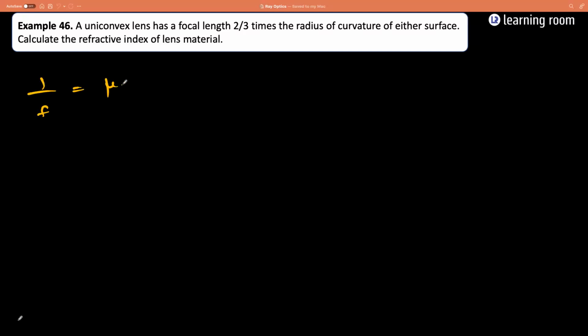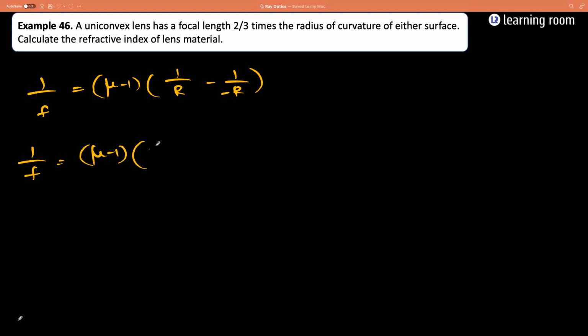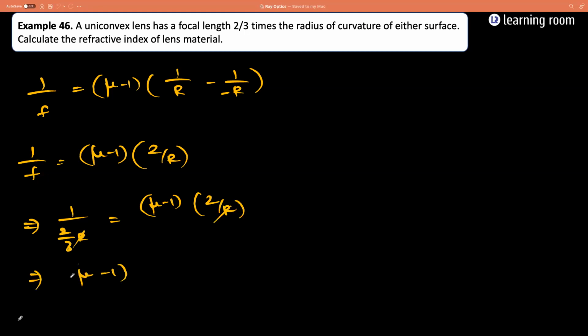So 1 by f is equal to mu minus 1 into 1 by r minus 1 by minus r. So 1 by f is equal to mu minus 1 into 2 divided by r. Now 1 by f is how much? 2 by 3 times the radius of curvature, so it is equal to mu minus 1 into 2 divided by r. r and r will get cancelled, which implies mu minus 1 is equal to 3 by 4, or mu is equal to 1 plus 3 by 4, which is 7 divided by 4. So 7 divided by 4 is going to be 1.75.